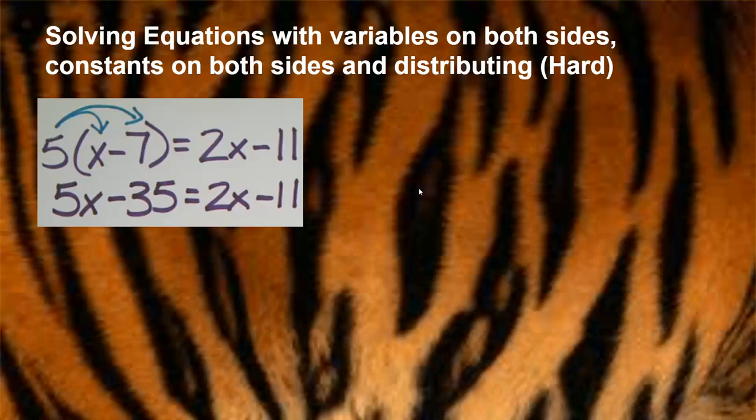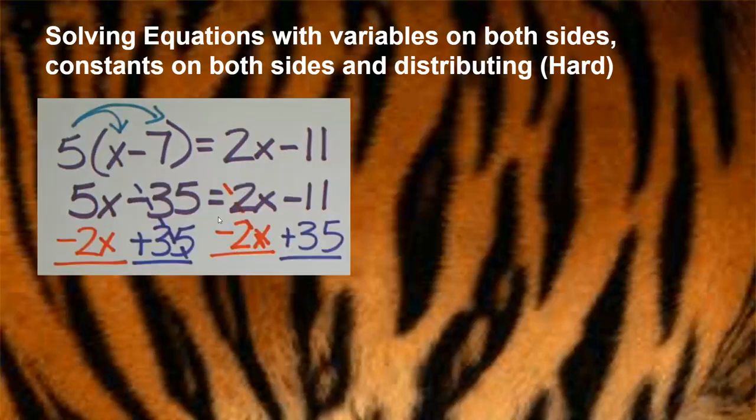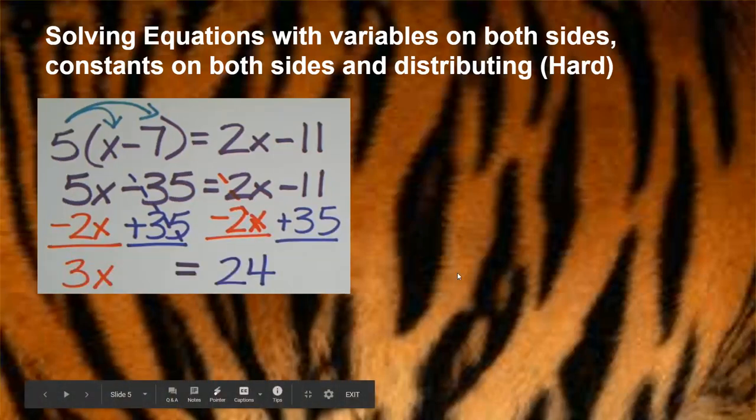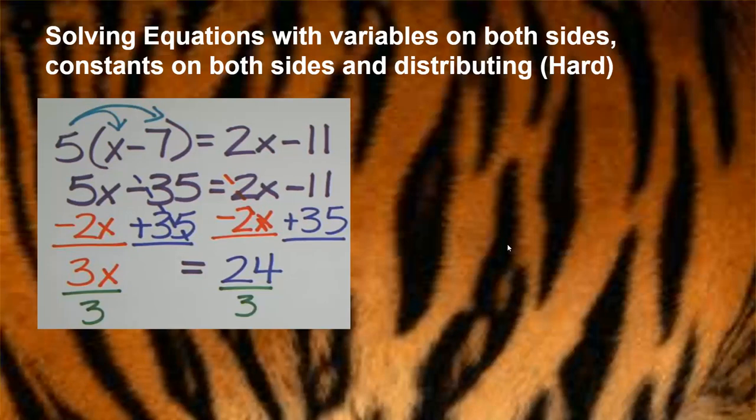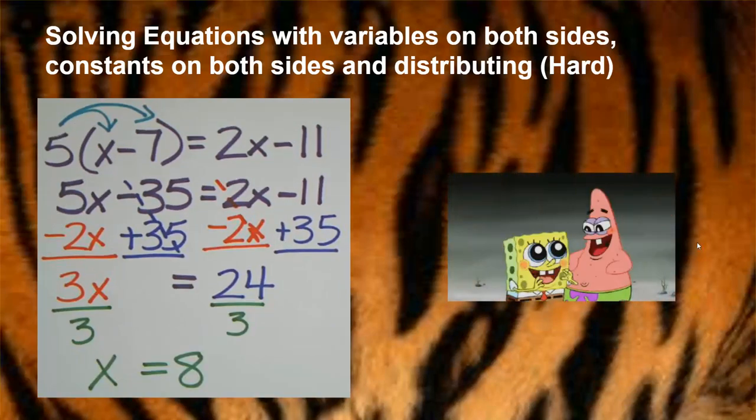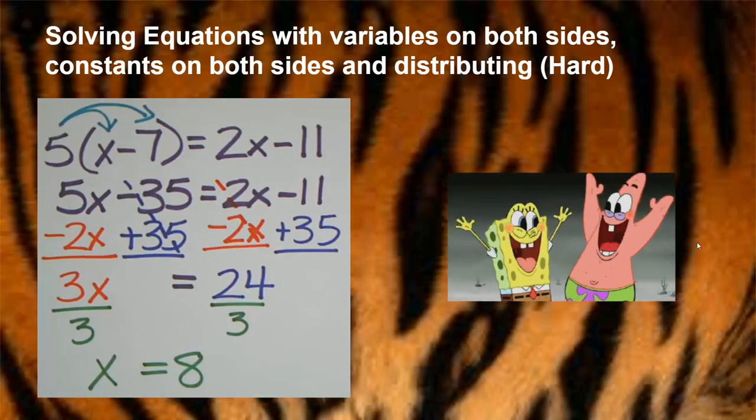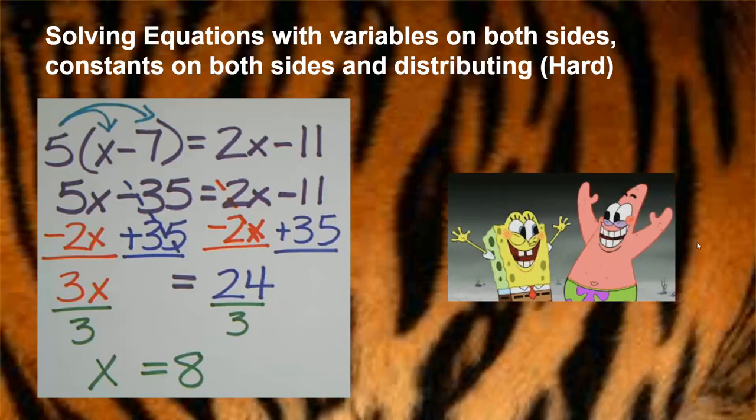Then move your variables and your numbers. I'm going to move my variables to the left and my numbers to the right. So I'm going to subtract 2x from both sides. I'm going to add 35 to both sides. So on the left, I'll end up with 3x. On the right, I'll end up with 24. Now divide by 3. And you get x equals 8. SpongeBob and Patrick think you're pretty cool for doing this problem.